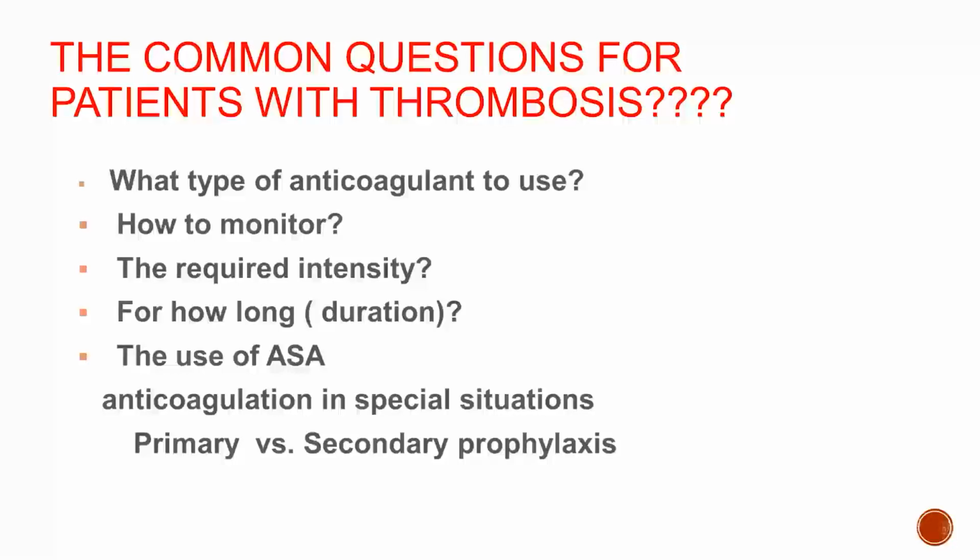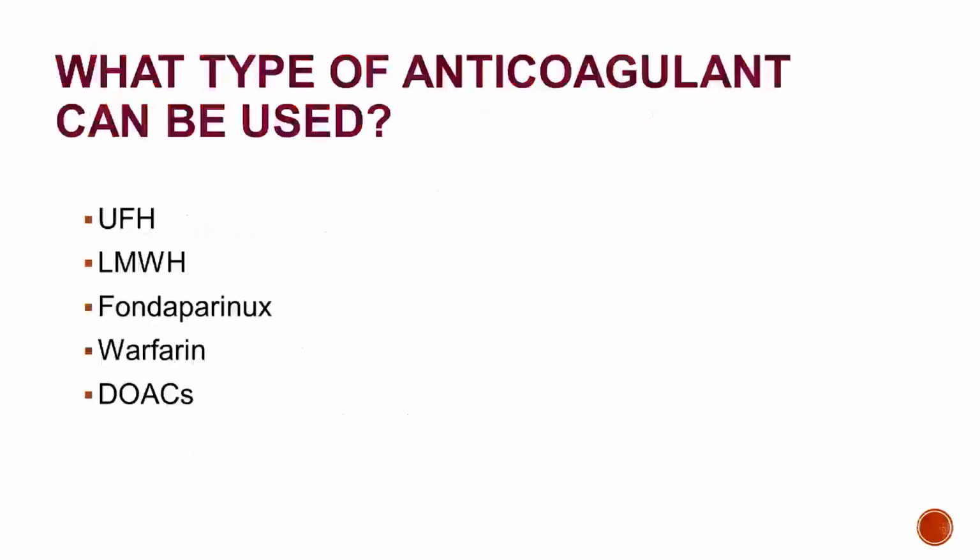The common questions for patients with thrombosis who have antiphospholipid antibodies are what type of anticoagulant to use and how to monitor that anticoagulant. If we use warfarin, what is the intensity of warfarin and for how long? The use of aspirin, plus or minus, for primary or secondary prophylaxis. For all these questions, we know some of the answers, but many are still controversial between different schools in hematology and rheumatology. The hematologist looks at it from one angle, while the rheumatologists who frequently see these patients look at it from a different angle.